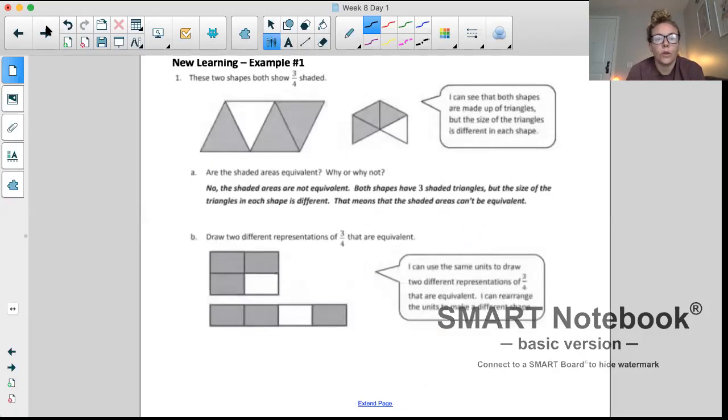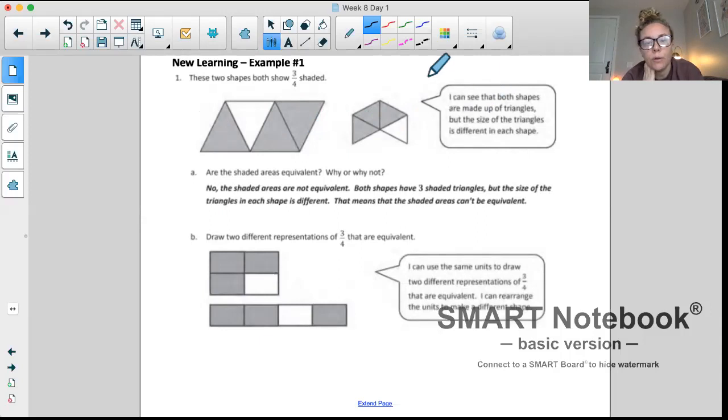Okay, new learning example 1. These 2 shapes both show 3/4 shaded. So there's 1, 2, 3, 4 triangles. They're all the exact same size. They have to be, right? And 3 of them are shaded. Over here, same idea, 3 out of 4 triangles shaded, but they're laid out in a little bit of a different way.